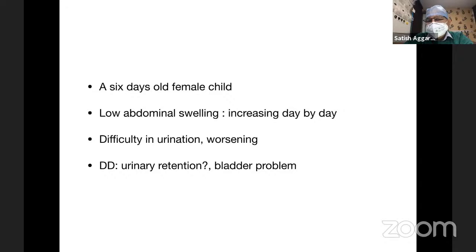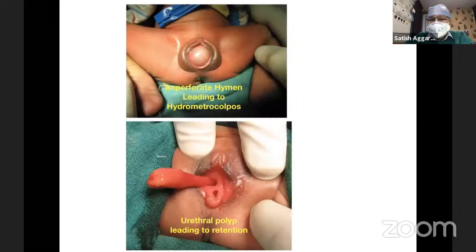It came to virtual dribbling of urine all the time. So you'll tend to think that, yes, this child seems to have some urinary retention or a bladder problem. And she's just 6 days old. And then we look at the bottom.